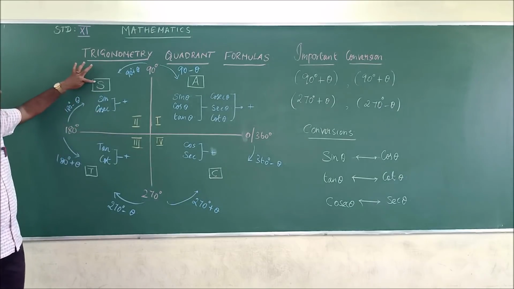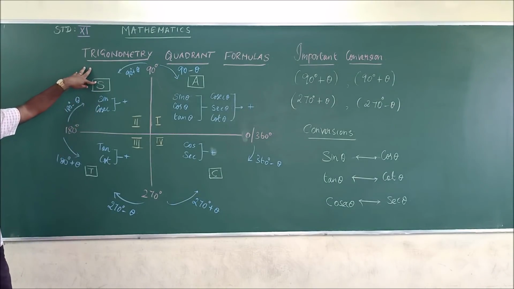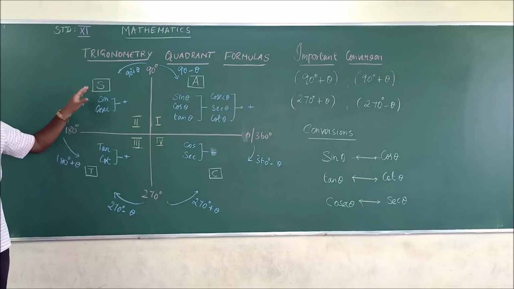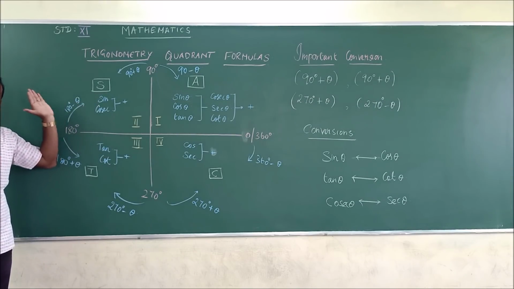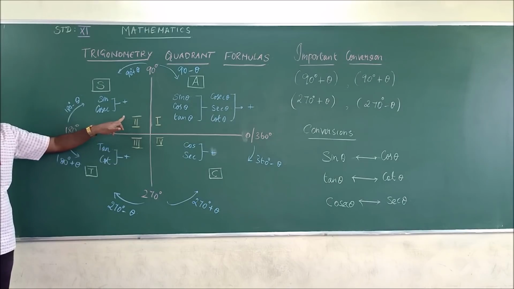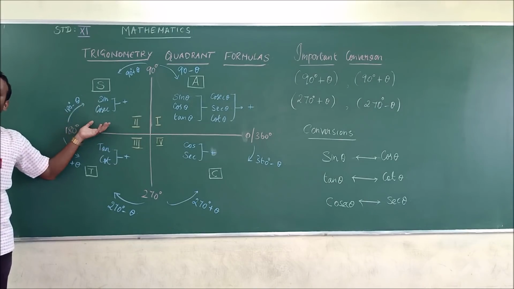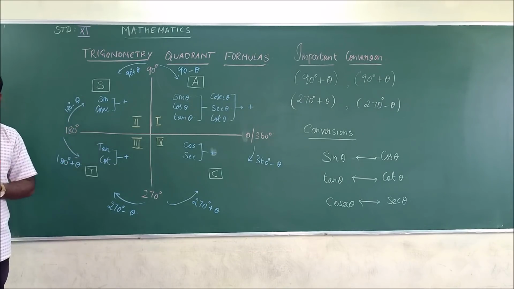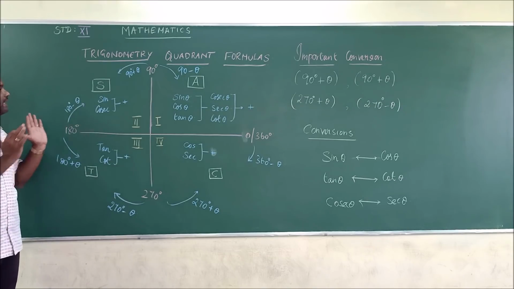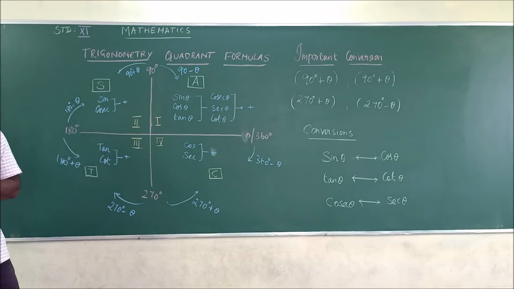Second quadrant, S, which is the trigonometric function that starts with S, sine, and its reciprocal is cosecant. So these two trigonometric ratios, sine and cosecant, alone are positive in the second quadrant. If these two are positive, what about the remaining 4 trigonometric functions? They are negative. If I am saying that in the second quadrant, what is the sign of cos theta? You have to say that it is negative.